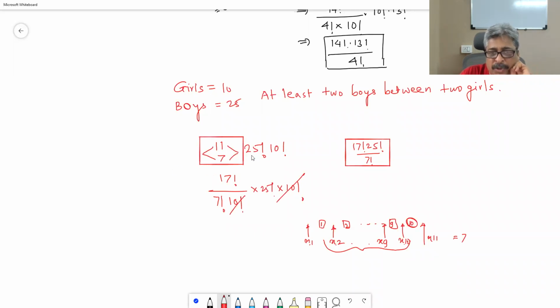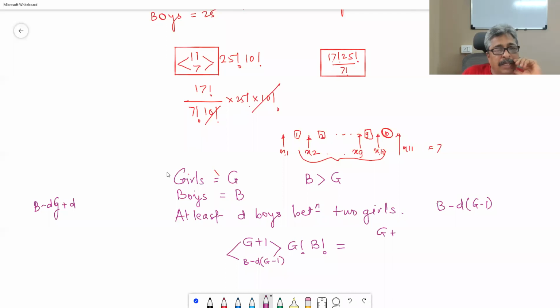Then boys get permuted amongst themselves in 25 factorial ways. Girls get permuted amongst themselves in 10 factorial ways. That makes it 25 into 17 upon 7. Sir, I think you have missed the next problem.